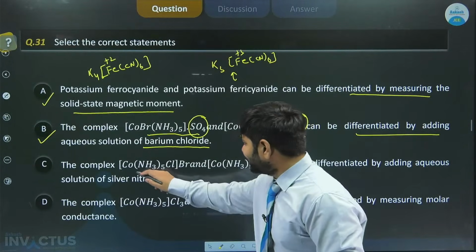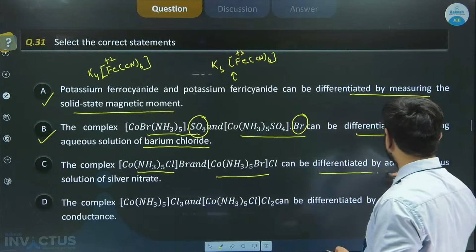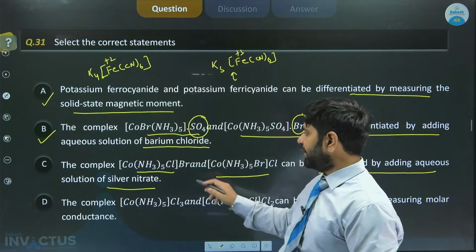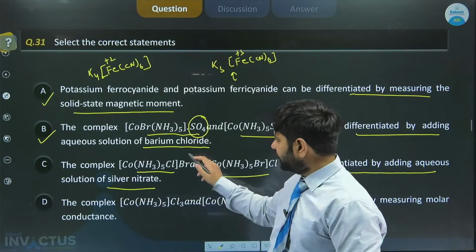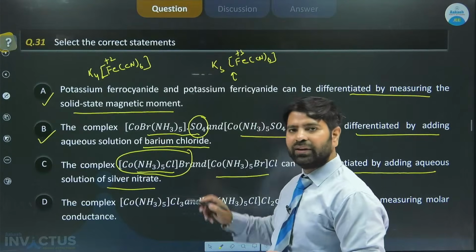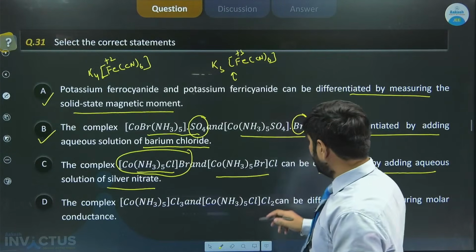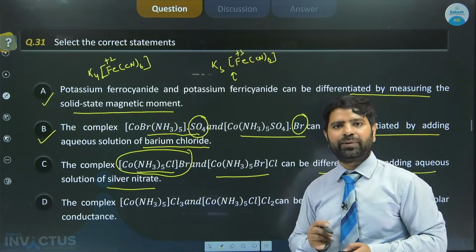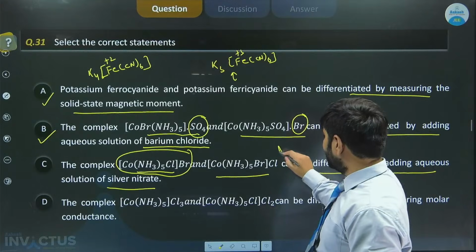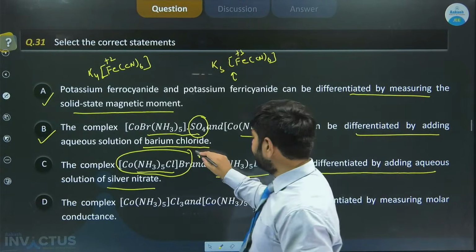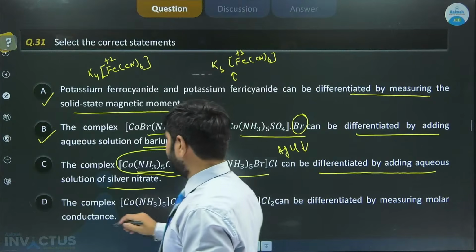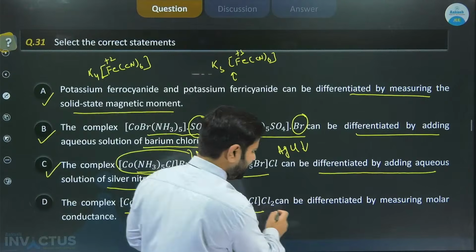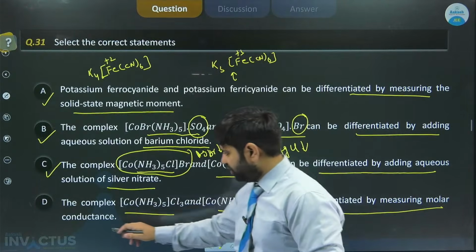The complexes, this and this, can be differentiated by adding an aqueous solution of silver nitrate. Yes, silver nitrate. When we add silver nitrate to this complex, AgBr will be formed as a pale yellow precipitate. And when we add silver nitrate to this complex, AgCl, a white precipitate, will form. So either AgCl will form, or AgBr will form. So we can differentiate.